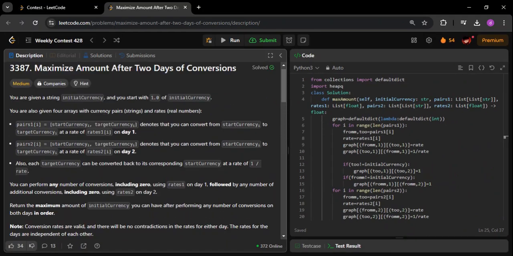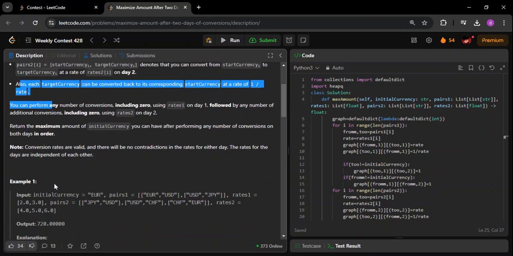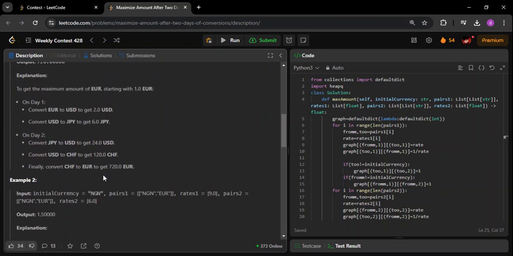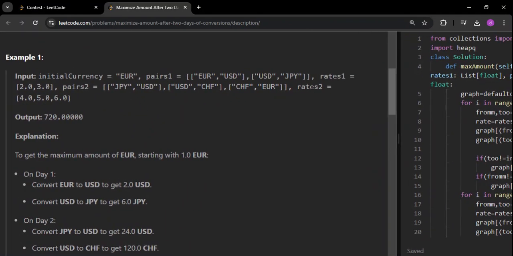So see the question here once more. The part I want to tell you is, from here on: the target currency can also be converted back to the corresponding start currency at the rate of 1 by rate. So in question number one, it's fortunate that we ended in the euro itself, but this will not be the case always. Remember that part. For example, one Japanese dollar to US dollars, the rate is 4.